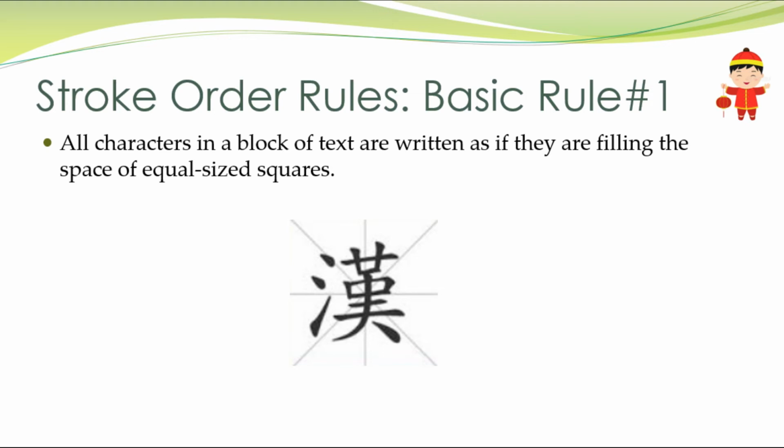Right, so let's go to basic rule number 1. All characters in a block of text are written as if they are filling the space of equal size squares.